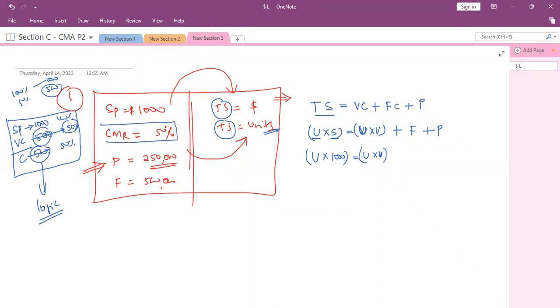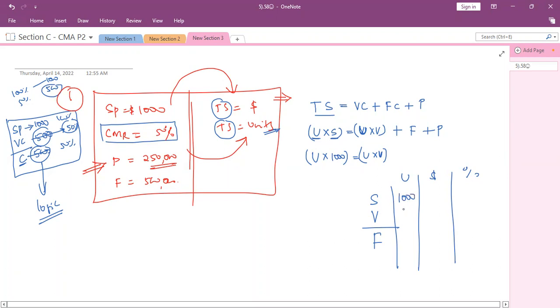Contribution margin ratio is given. Contribution margin, that's what this is, table method. Sales, variable cost, contribution, fixed cost, profit. Unit information is there, dollar information is there, percentage information is there. Sales 1000, contribution is given 50%. We know that sales is 100%. Variable cost is 50%, automatic. Then 1000 is 100%, and 50% is 500.